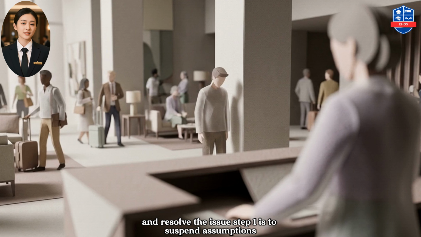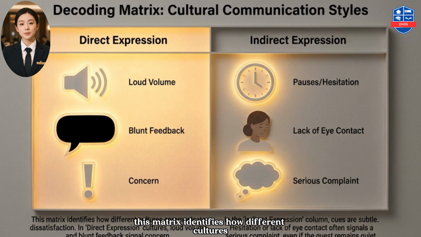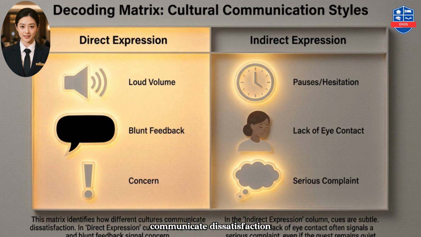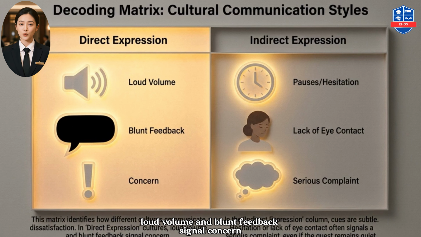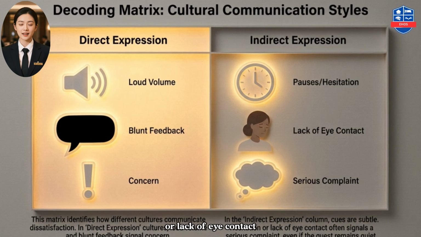Step 1 is to suspend assumptions and observe the guest's behavioral baseline. This matrix identifies how different cultures communicate dissatisfaction. In direct expression cultures, loud volume and blunt feedback signal concern. In the indirect expression column, cues are subtle. Hesitation or lack of eye contact often signals a serious complaint, even if the guest remains quiet.